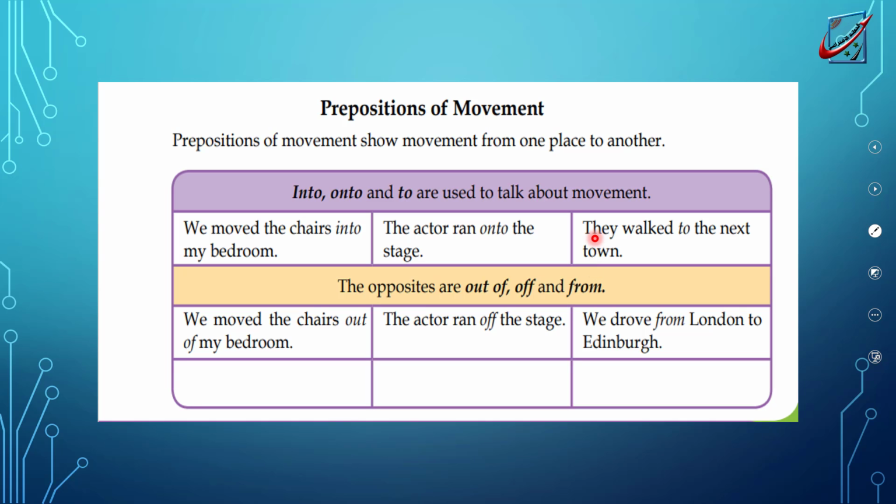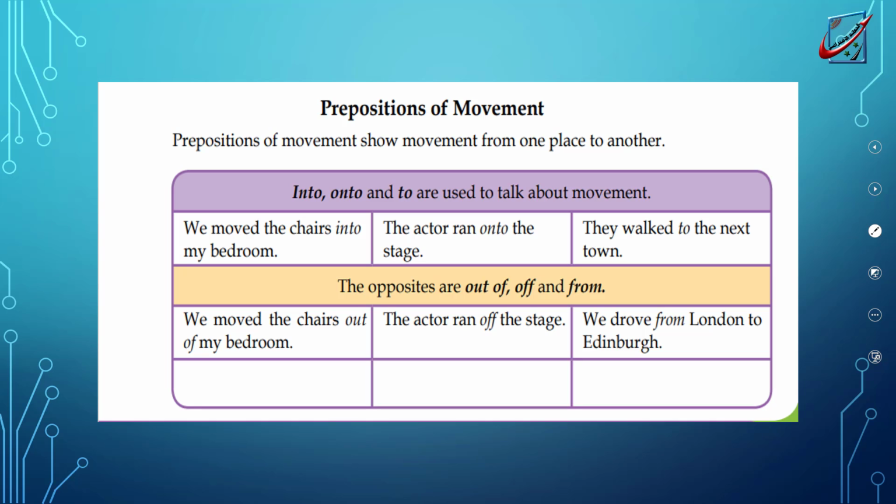Again, we have the opposite of these prepositions. Out, out of, and from. Here we have some examples that we use these prepositions. We moved the chairs out of my bedroom. The actor ran off the stage. We drove from London to Edinburgh. So these prepositions of movement show movement from one place to another.